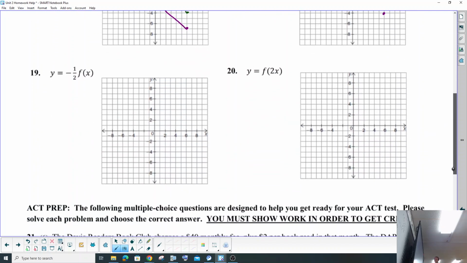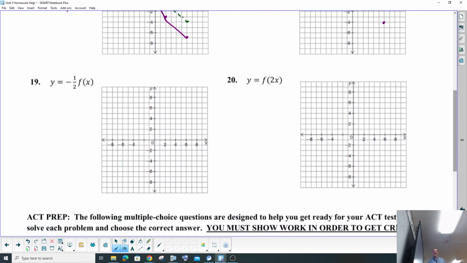Okay, what about number 19? Oh, now the negative 1/2. So now we're going to take each of those coordinates. Okay? Remember that this only affects the y values, because of the multiplication there. It's going to shrink them.